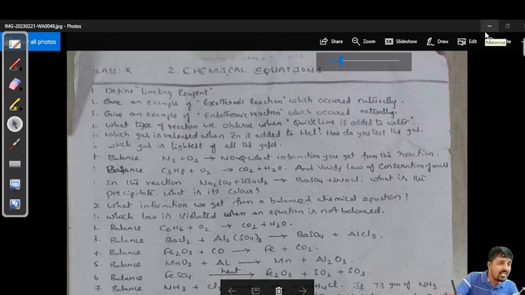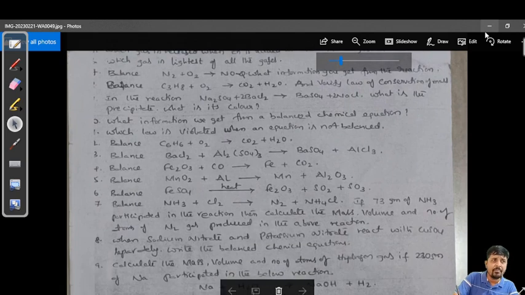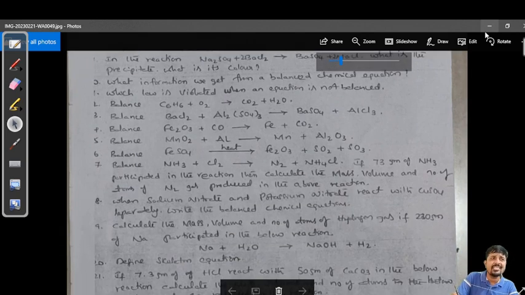The next question is which law is violated when an equation is not balanced? We have already discussed, if an equation is not balanced, it will violate the law of conservation of mass. Now look at this question. So it is easy to discuss this question. That is, balance C6H6 plus O2 gives rise to CO2 plus H2O. We have already discussed, this is a combustion reaction.